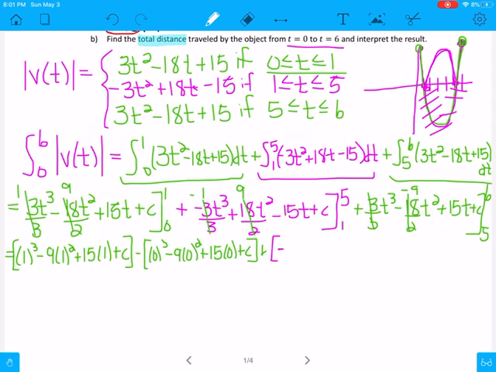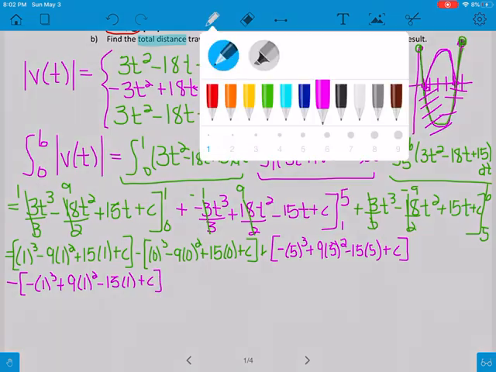So I'm going to go negative 5 cubed, and the negative's outside, plus 9 times 5 squared minus 15 times 5 plus c. And I keep going minus, and I fill in a 1 now. Negative 1 cubed plus 9 times 1 squared minus 15 times 1 plus c. And I go back to the green.